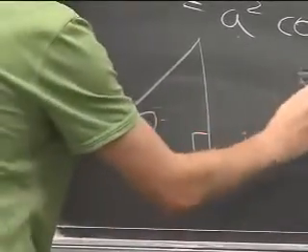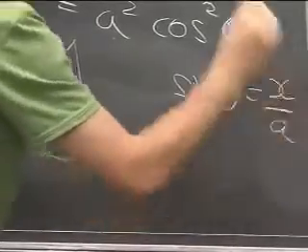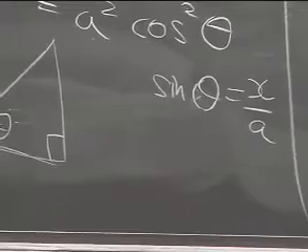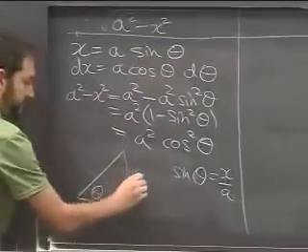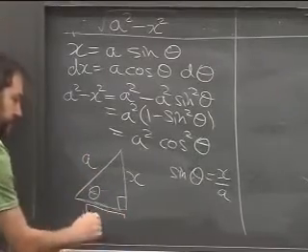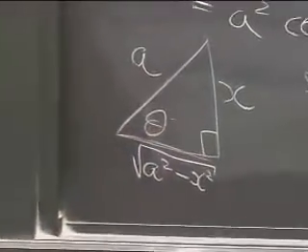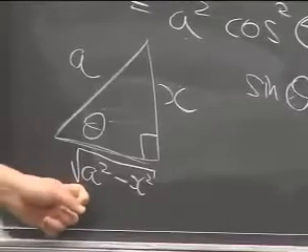All you have to do is realize that sine theta is x over a. Right? Because x is a sine theta. So sine theta is x over a. Sine is the opposite over the hypotenuse. And then by Pythagoras' theorem, this last side is root a squared minus x squared. And notice that that agrees with the case that we're in.